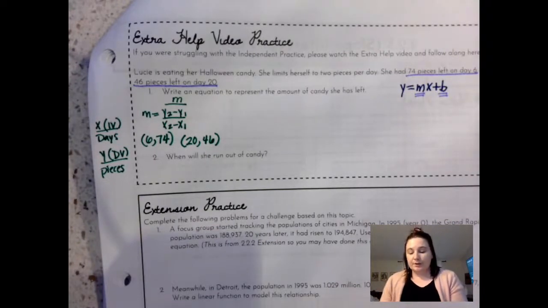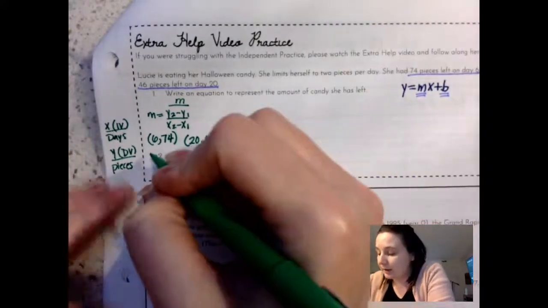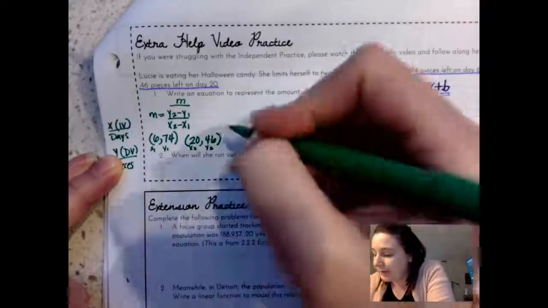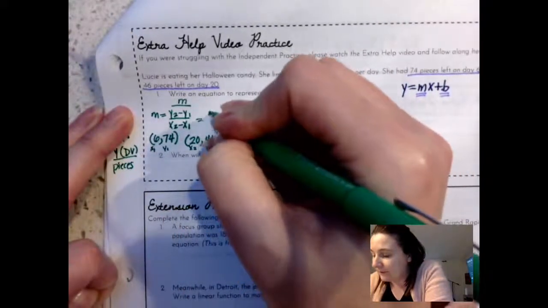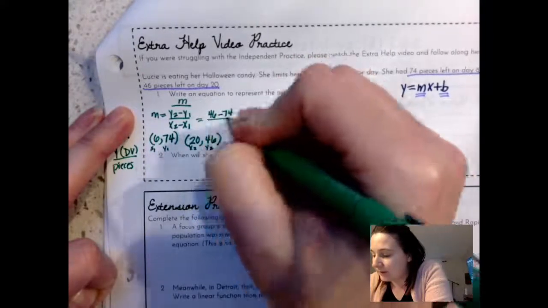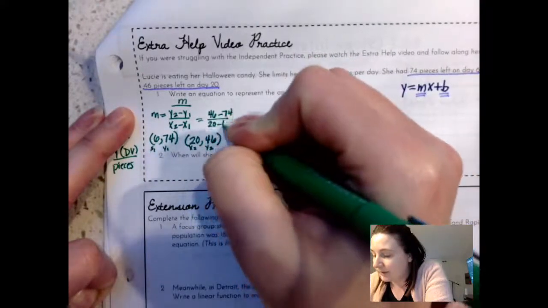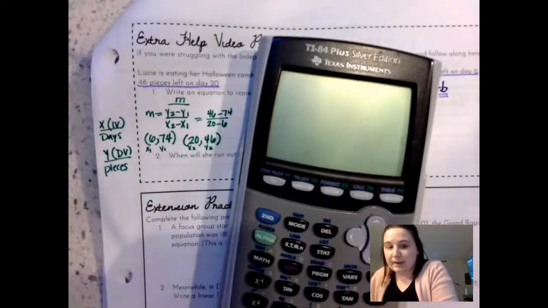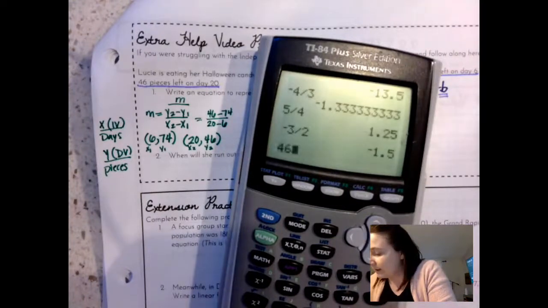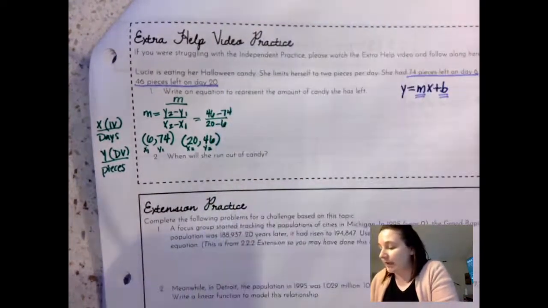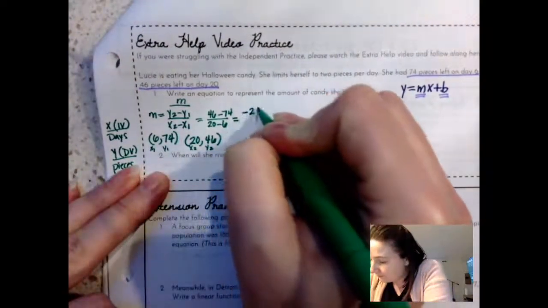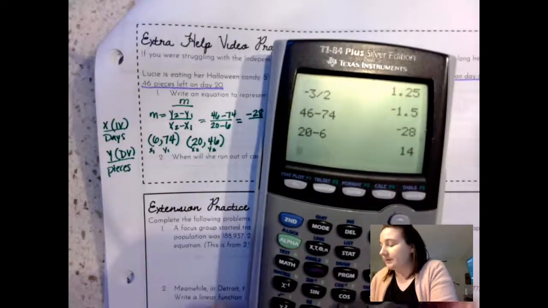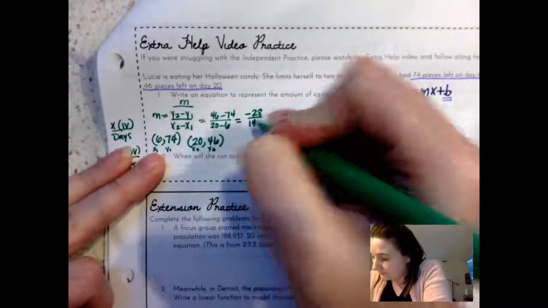So now we're just going to plug those into the slope formula. So label them x1, y1, x2, y2, and plug them in. So we have 46 minus 74 over 20 minus 6. So on the top, we have 46 minus 74 to get negative 28 over 20 minus 6 is 14.